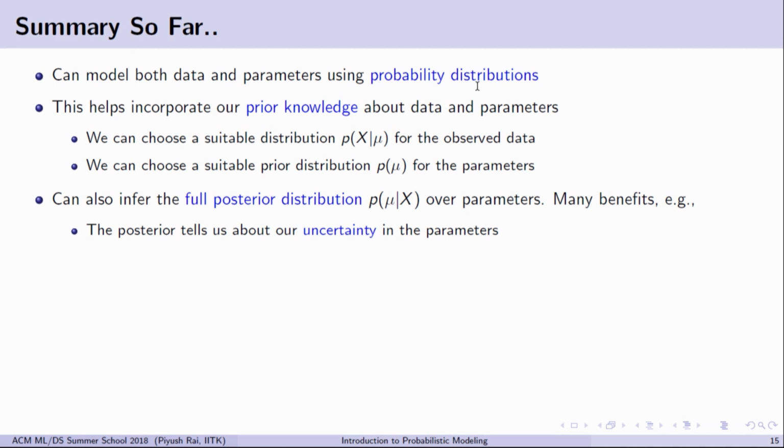First of all, as we saw, the posterior tells us about the certainty or uncertainty about the parameters, which usually reduces as we see more and more data, okay?